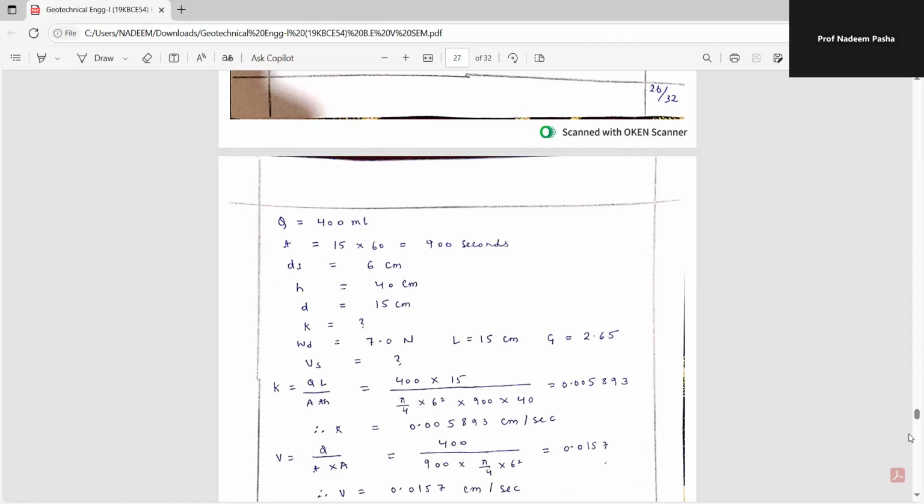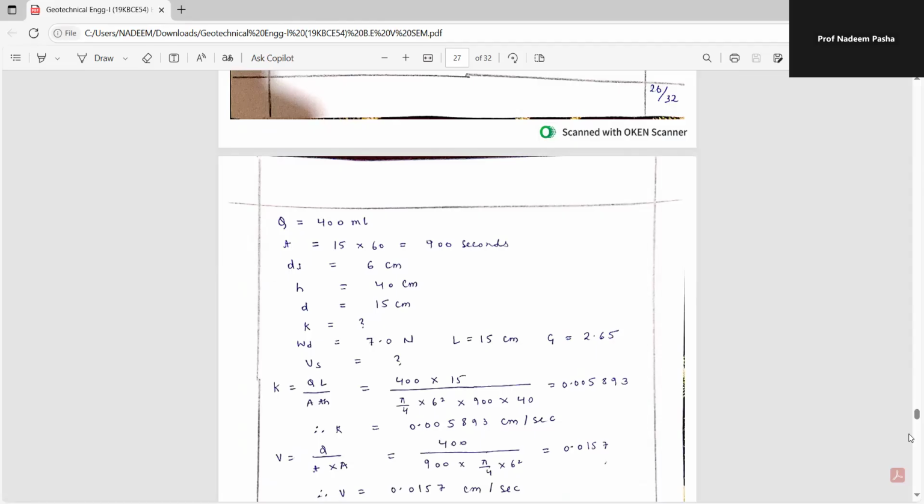So your K is equal to QL divided by ATH. Q is 400 into L is 15, A is pi by 4 into D square, that is 6 square, into t is 900 into H is 40. So it comes out to be 0.005893 centimeter per second.